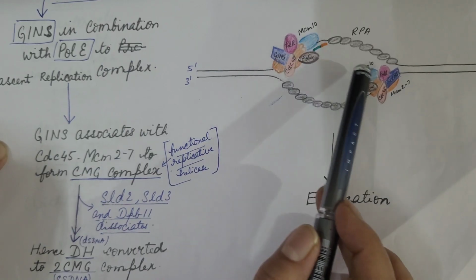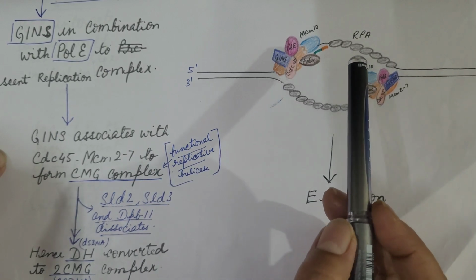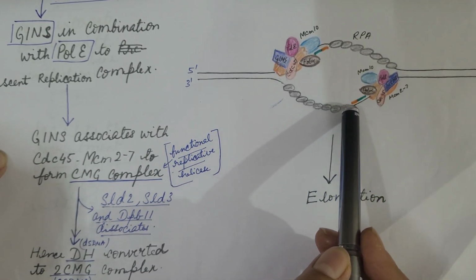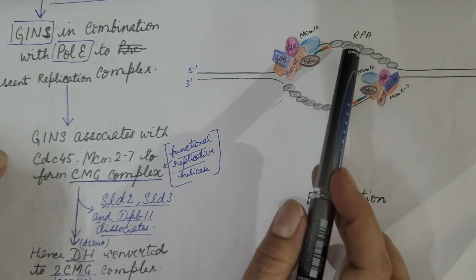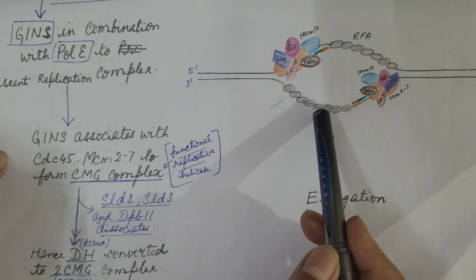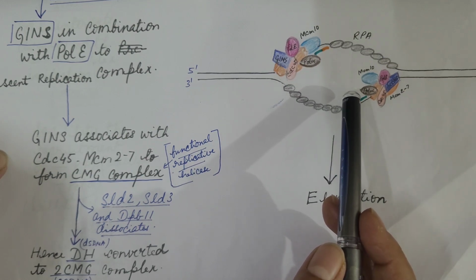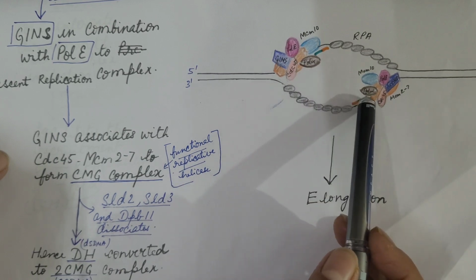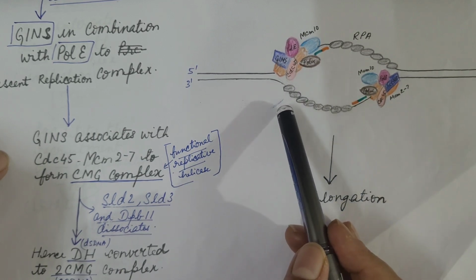So here MCM10 associates with the replication origin, then it recruits RPA, which is a single strand binding protein which binds with the single strand of the DNA and stabilizes it and prevents its re-annealing or rewinding. It also recruits DNA polymerase alpha with the help of CTF4.